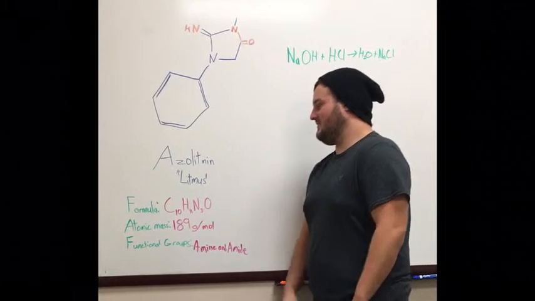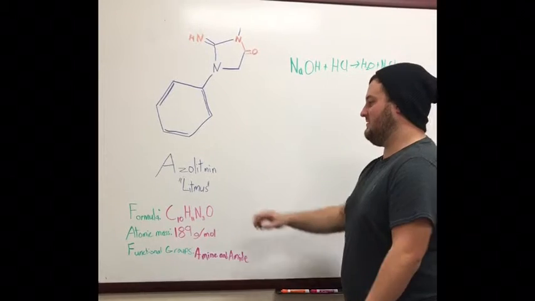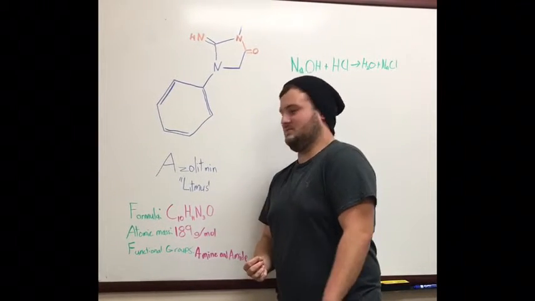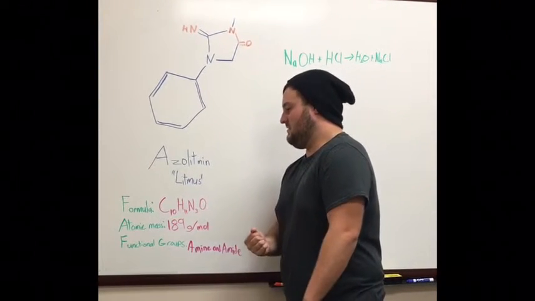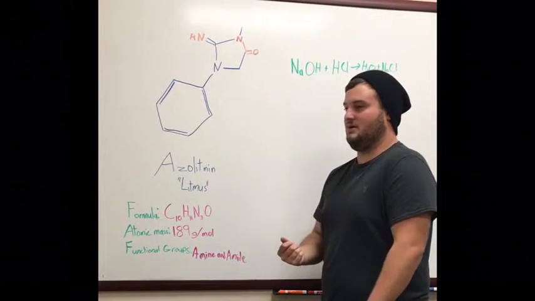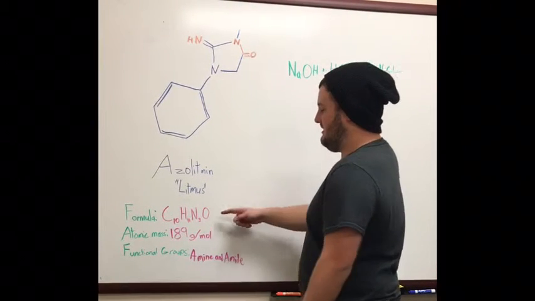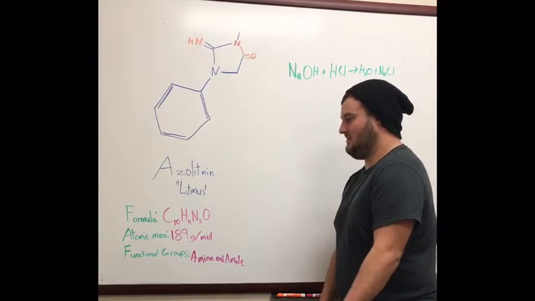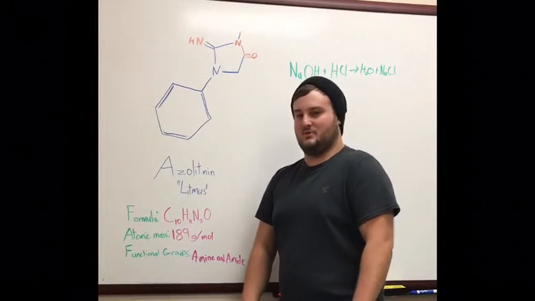My compound is azollitmin, which is a fragment of the litmus molecule. And litmus is probably a familiar term if you're in a chemistry class. It is the compound that is put onto red or blue litmus paper to determine whether a compound is acidic or basic. Azollitmin has a formula of C10H11N3O. The atomic mass of azollitmin is 189 grams per mole.